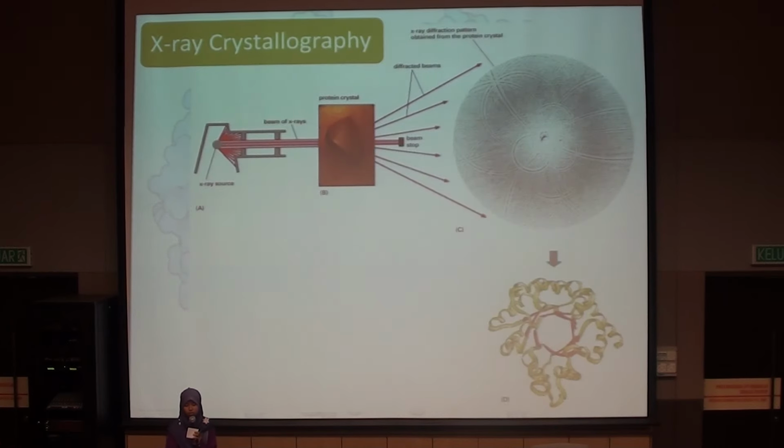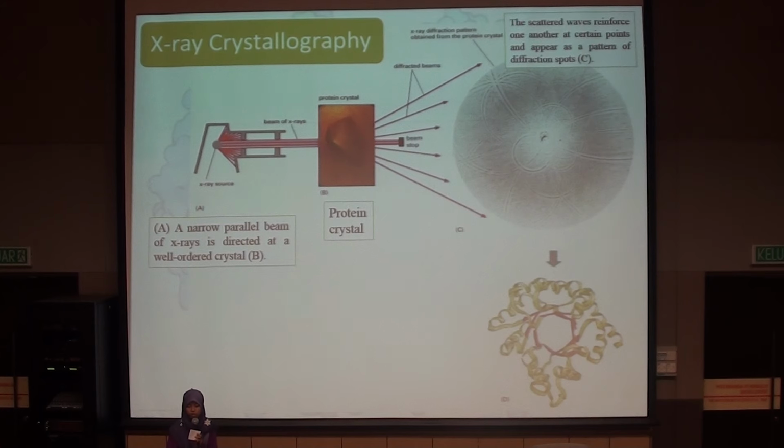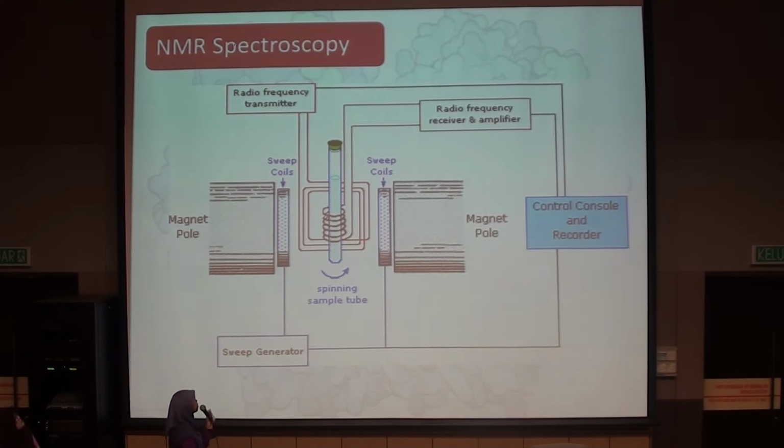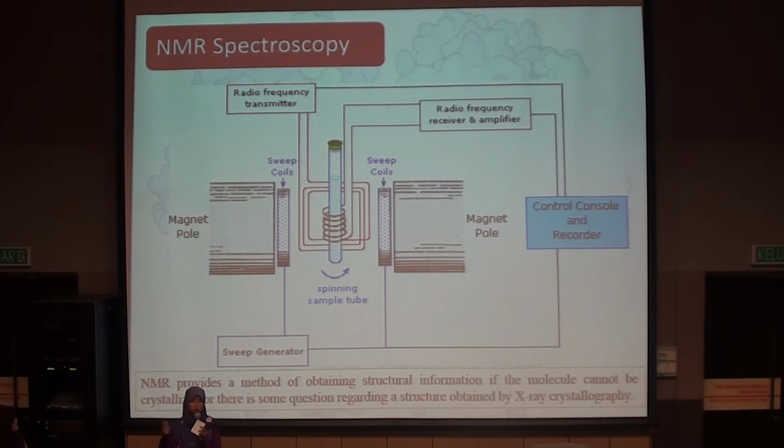Okay, this is the general figure of X-ray crystallography. First, the protein is crystallized. X-ray crystallography is the most powerful method to obtain a macromolecular structure, whereas NMR spectroscopy can only analyze the atomic structure of small molecules.